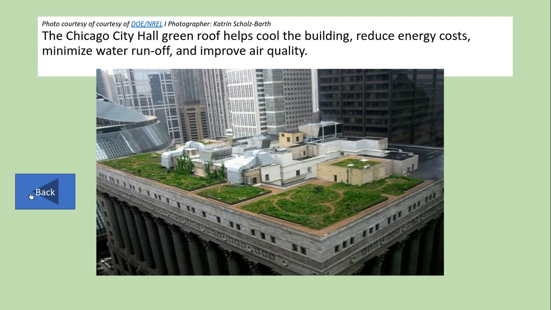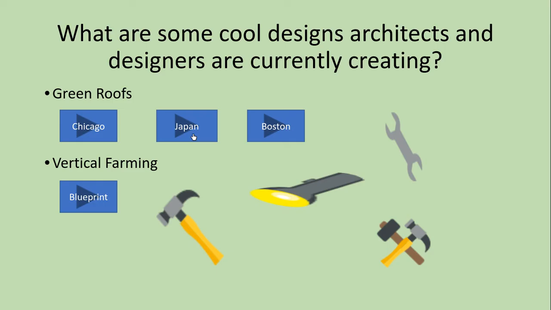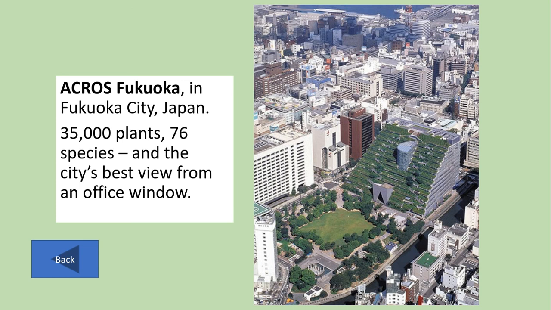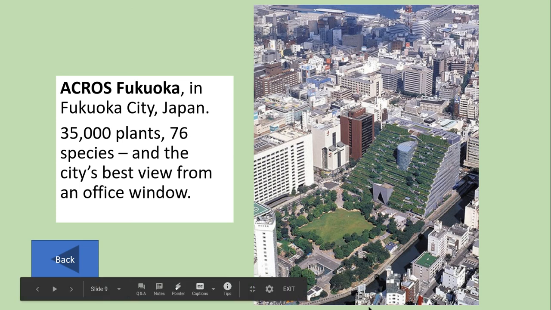Then you go back, and you can check out what they are doing in Japan. This is a building in Japan. Remember those design principles on the previous slide? They are including nature and the natural world in their designs. They want to have all these plants and species of animals throughout the city.